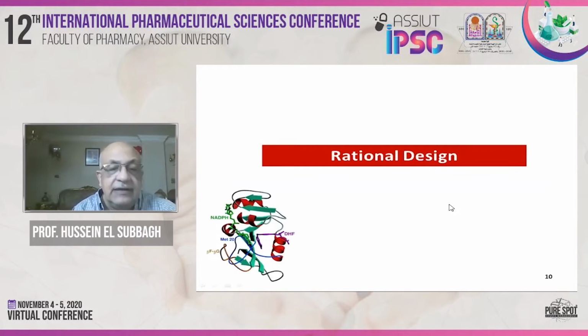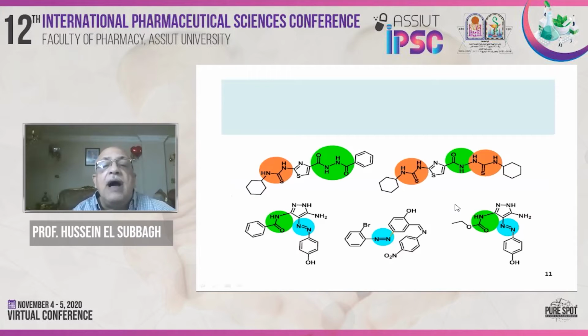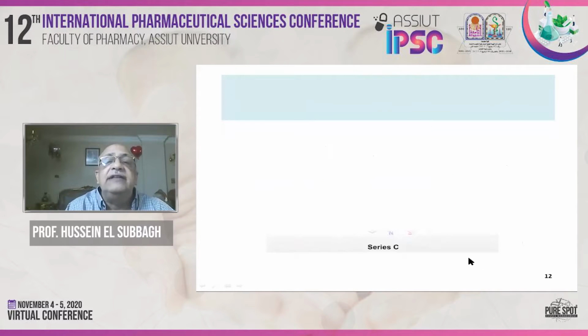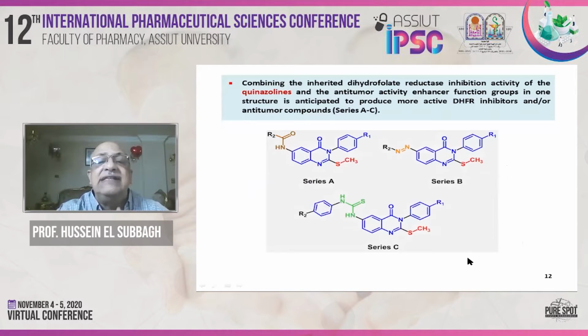In this study, we decided to look from another dimension. We started to look at the functional groups needed for anti-tumor activity, such as thioether, amide, azo, and thiourido. And we decided to combine them. Those structures are active anti-tumor agents from the literature. So we decided to combine them with the DHFR inhibition activity of quinazoline by suggesting these three series.